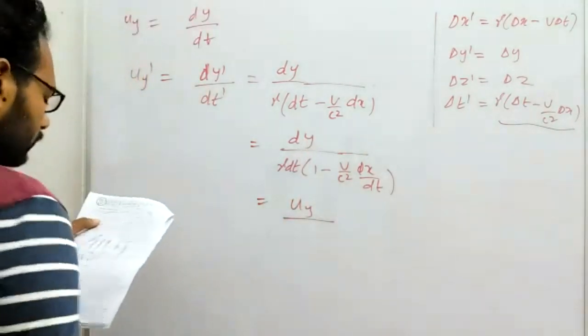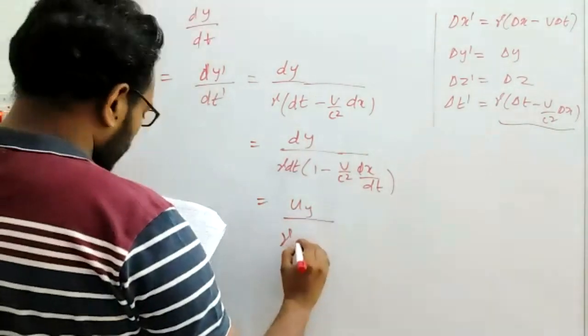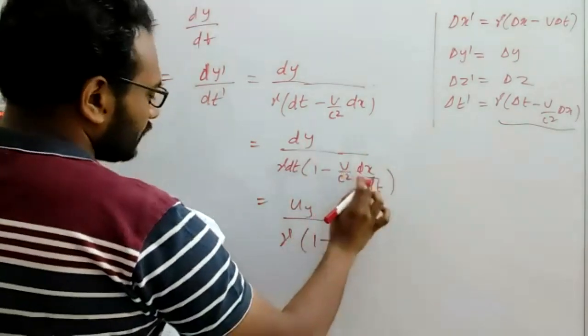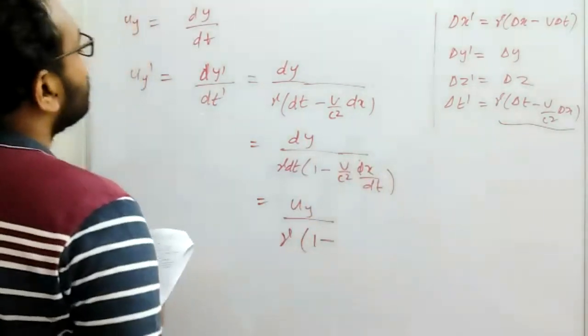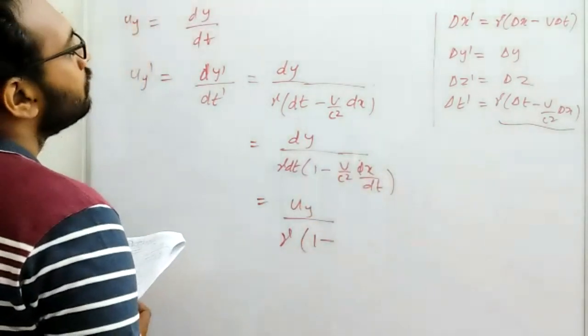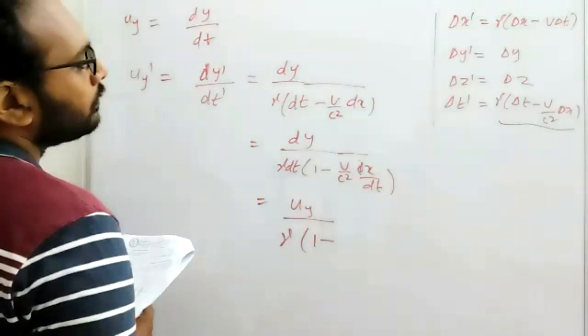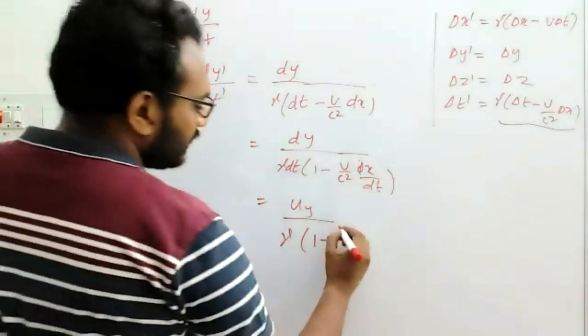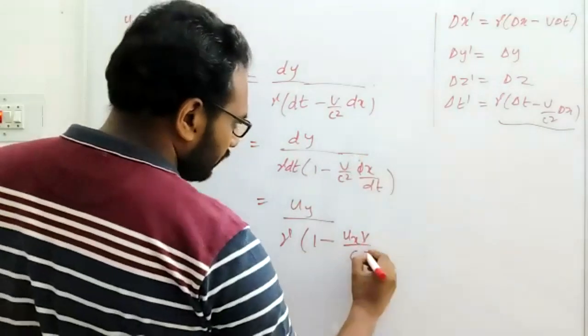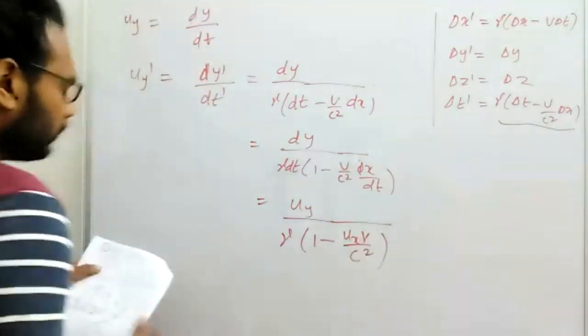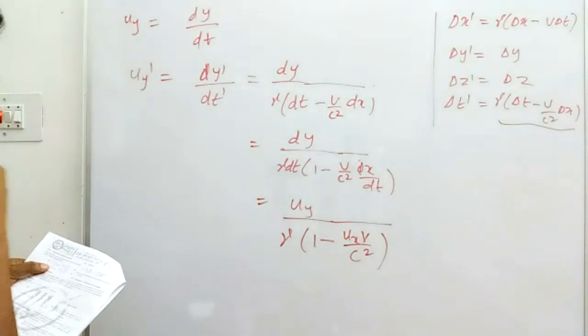If you take this, dy by dt is simply uy, no problem. Gamma, 1 minus... What's dx by dt? Yeah, dx by dt is ux. So this becomes uxv. Remember that v is the speed of the frame. So uy by gamma into 1 minus uxv by c square.